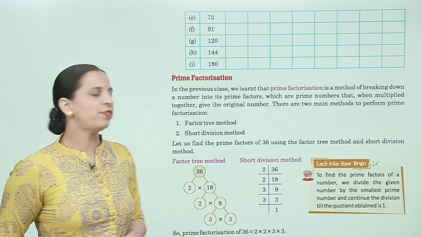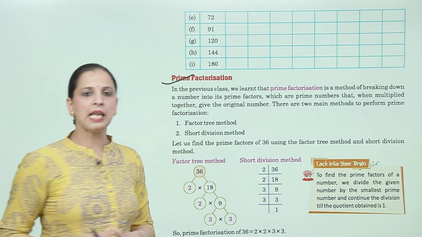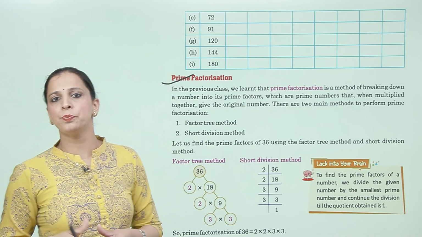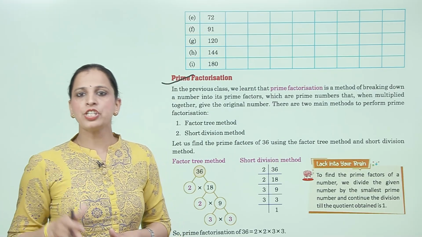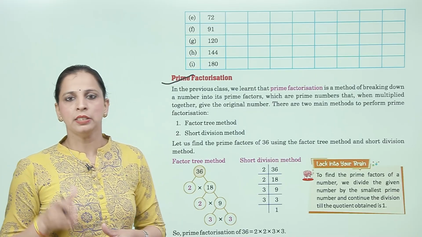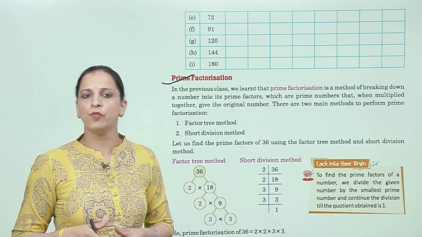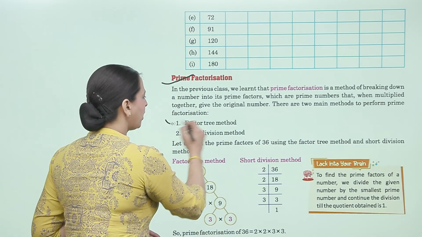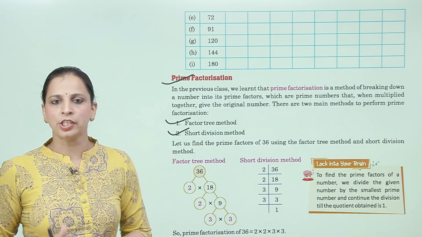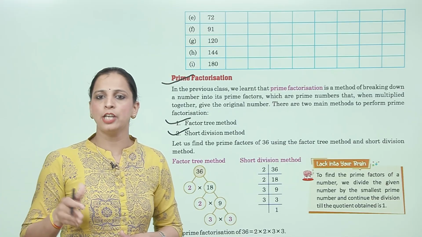Now next is prime factorization. In the previous class, we learned that prime factorization is a method of breaking down a number into its prime factors, which are prime numbers that when multiplied together give the original number. There are two main methods to perform prime factorization: factor tree method and short division method. Let us find the prime factors of 36 using the factor tree method and short division method.